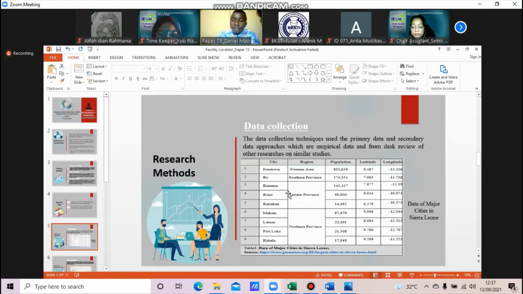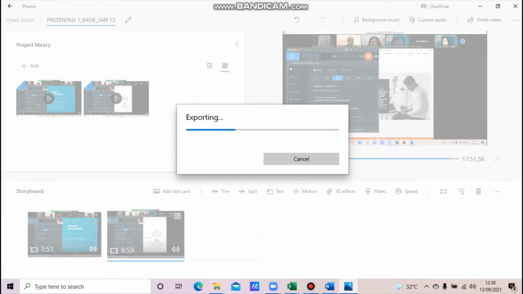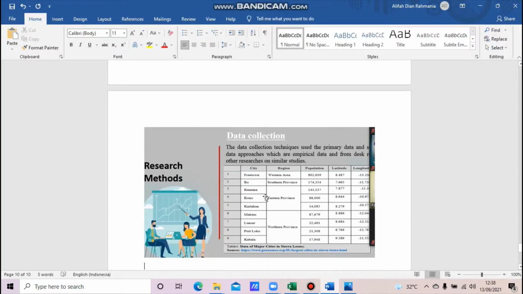We have Kenema, which is in the eastern part of Sierra Leone. We have Kono and Kailahun. They are all in the eastern part of Sierra Leone. Of course, we have Makeni, where I am staying currently. And then we have Lunsar, Port Loko and Kabala. So these are basically the major cities in Sierra Leone which the research is taking into consideration.